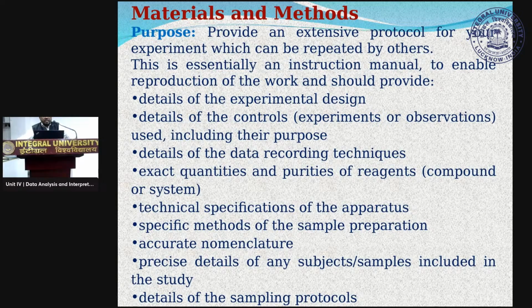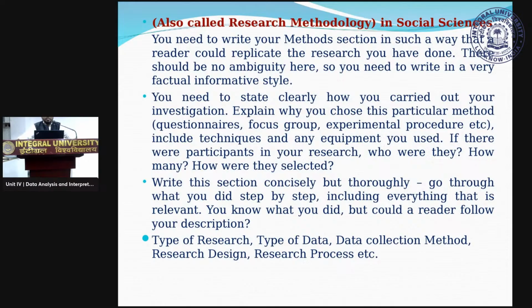Exact quantities and purities of the reagents, compounds or systems in scientific research, technical specification of the apparatus used, specific method of sample preparation, accurate nomenclature, precise details of any subject sample included in the study, details of the sampling protocols, etc. are important and come under this materials and method. This is also in social sciences, management and commerce research. It is called research methodology.